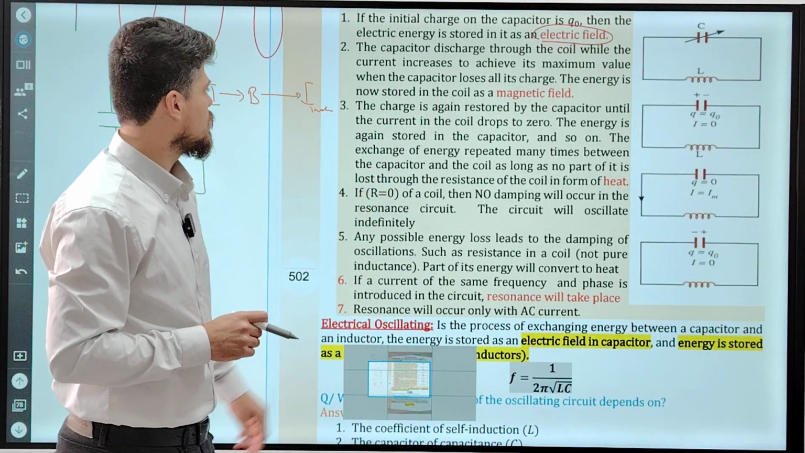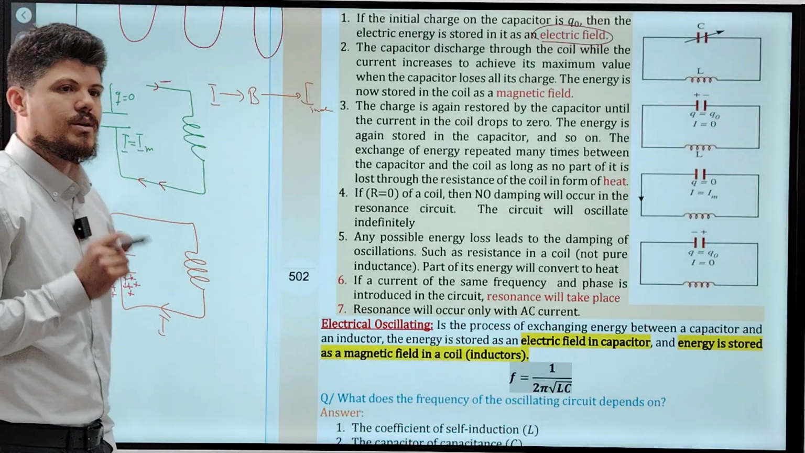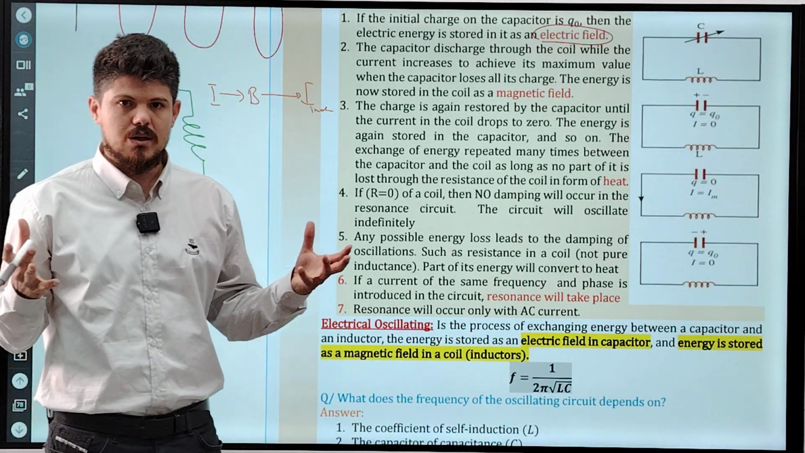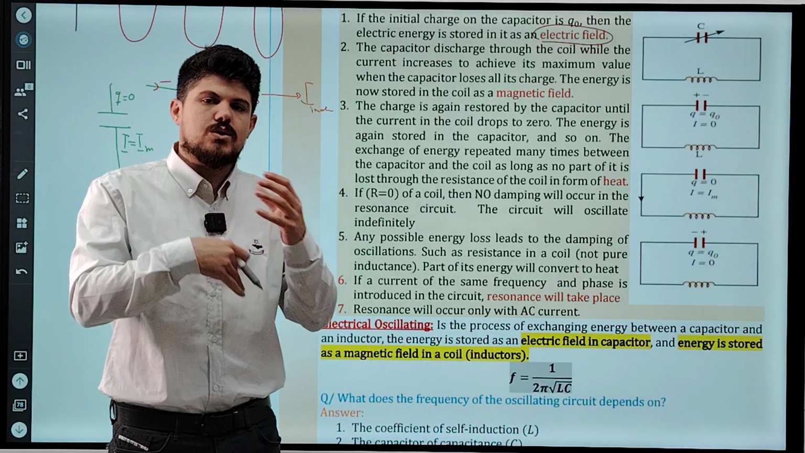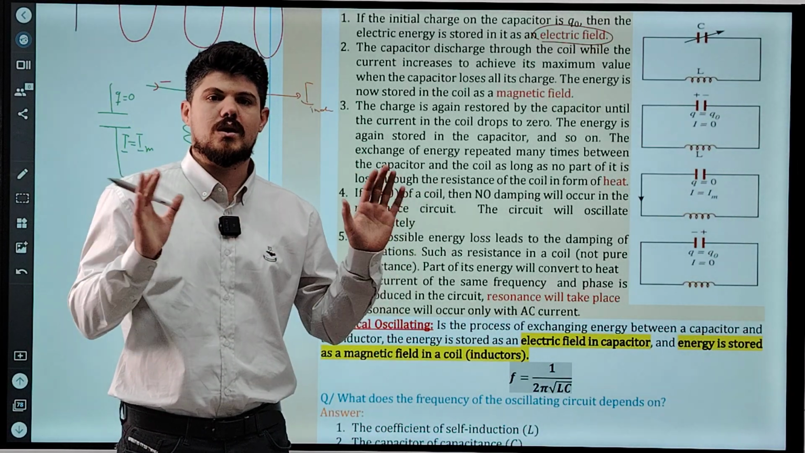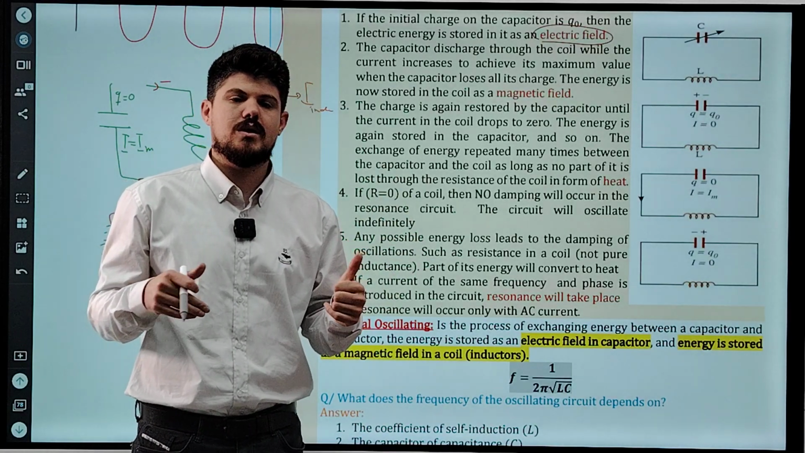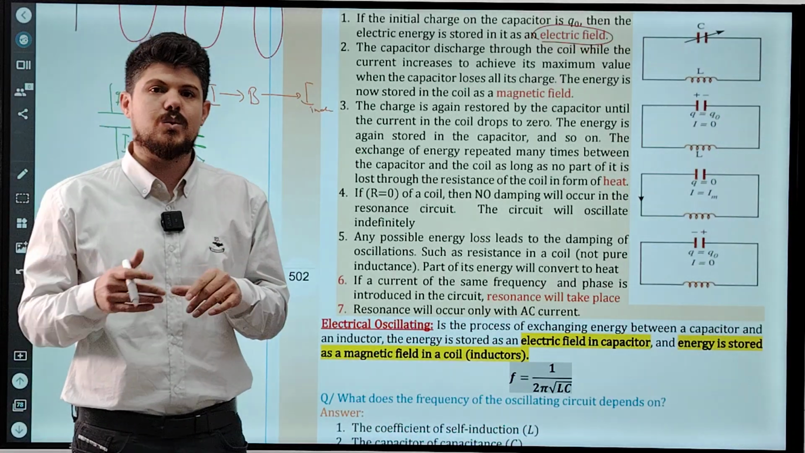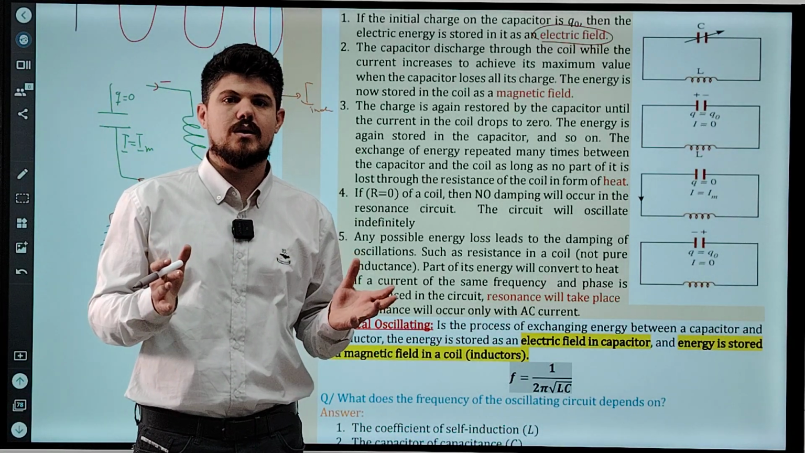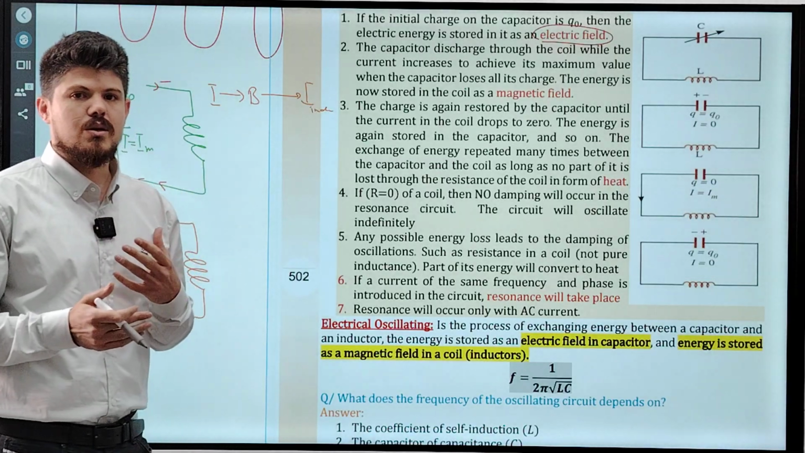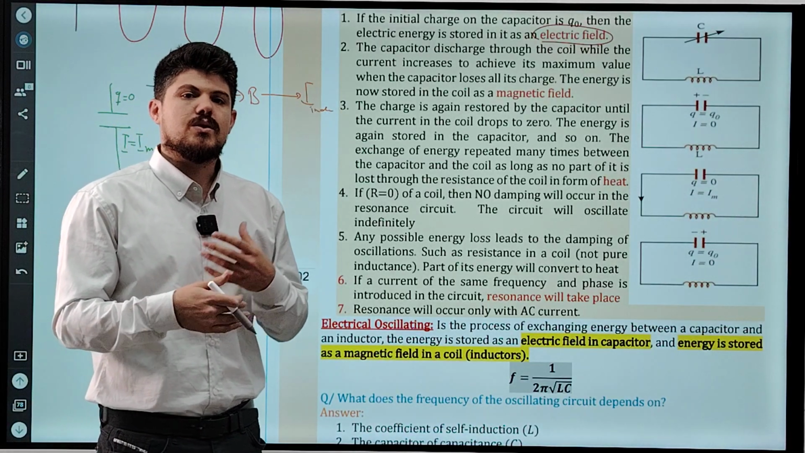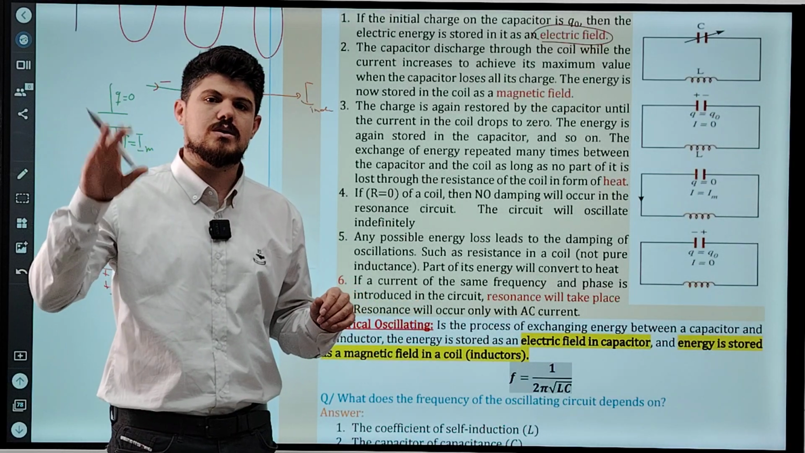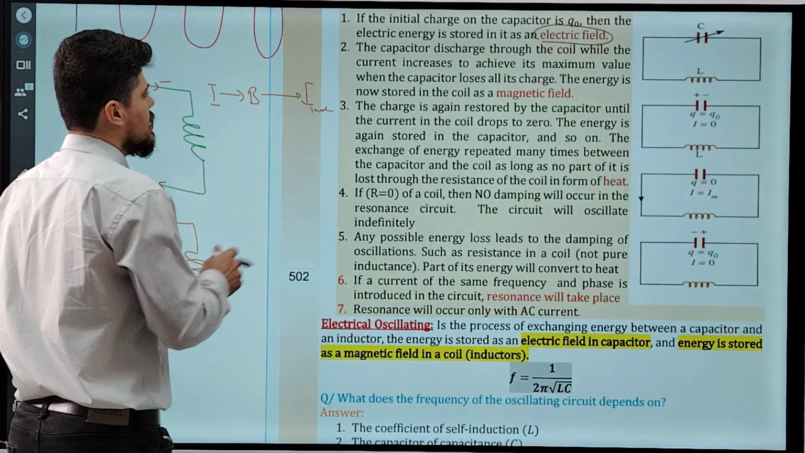So this process will continue, but in the presence of resistance in the coil, because if the coil is not a pure coil, some of this current is converted to heat. It means that damping will occur. When will damping occur in the electric oscillation? In the presence of resistance in the coil, in the case when the coil is not a pure coil. But for a pure coil, if you assume no damping will occur, the circuit will oscillate indefinitely.